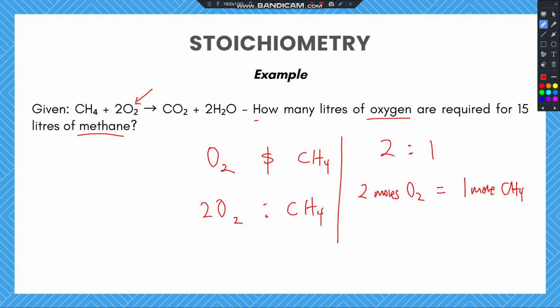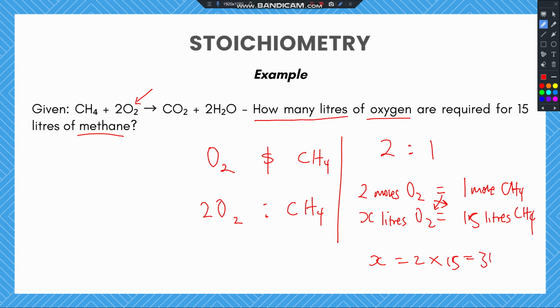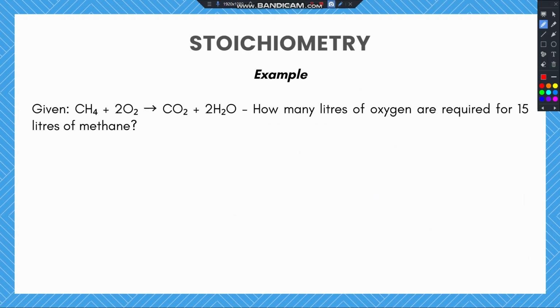And the question says how many liters of oxygen, so X liters of oxygen are required for 15 liters of methane. So when we cross multiply, we end up having X is equal to 2 times 15, which gives us 30 liters. So 30 liters of oxygen are required for 15 liters of methane. It's pretty easy and straight to the point, right? Let's check out the next example.